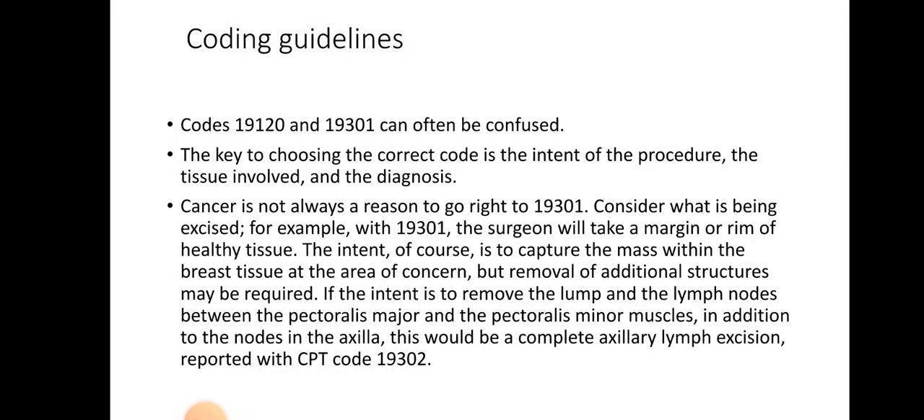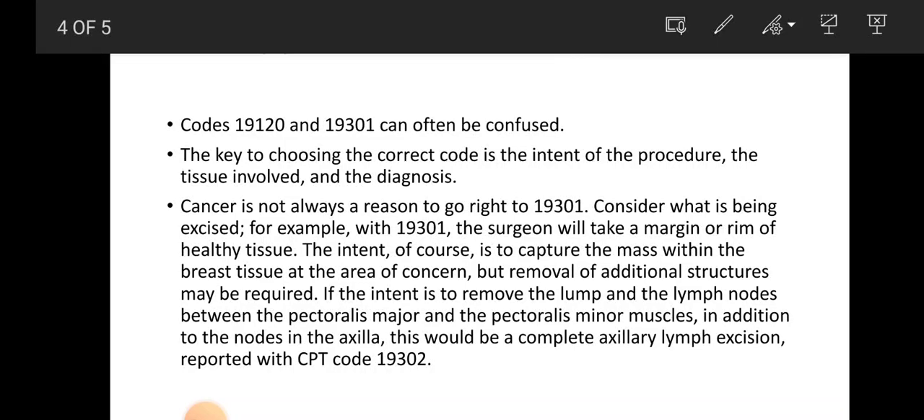For example, in 19301, the surgeon will take a margin or rim of healthy tissue. The intent, of course, is to capture the mass within the breast tissue at the area of concern, but additional structure may be removed. If the intent is to remove the lump and the lymph nodes between the pectoralis major and pectoralis minor muscle, in addition to the nodes in the axilla, this would be called a complete axillary lymph excision reported with CPT code 19302.